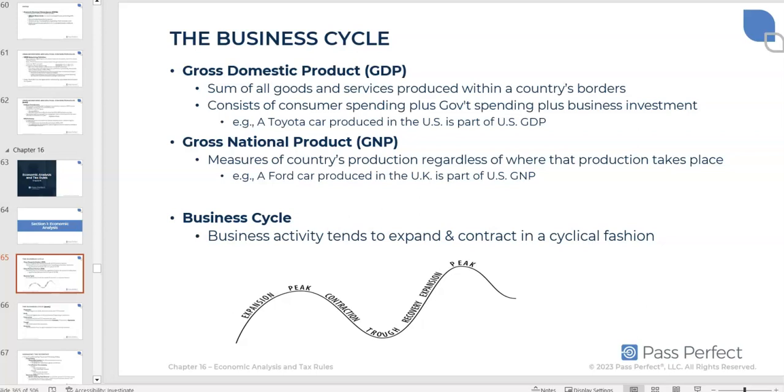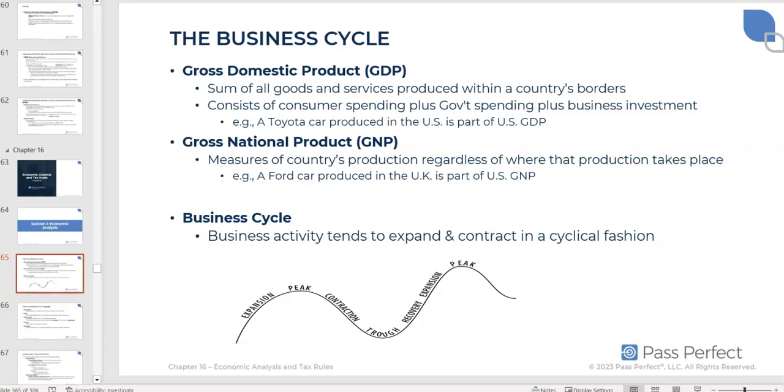Now, one thing we want to know about is how we measure the economy, and the economy is mostly measured with what's called gross domestic product, GDP. That's the main thing we use to measure the overall economy, and it's basically the entire output of the United States economy in a year's time. As you might imagine, that's a pretty big number, but everything that's produced within the U.S. is included in gross domestic product. It does include consumer spending plus government activity and business activity too.